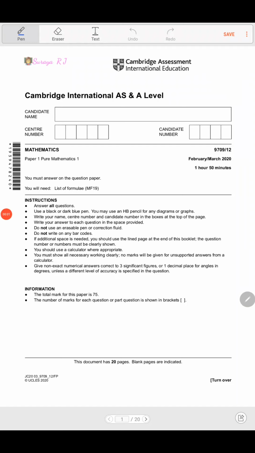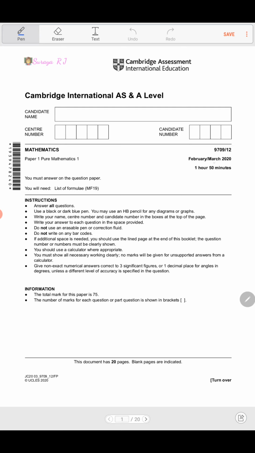I'm going to show you how to tackle an examination paper. This is paper 1 for March 2020. This paper is for both AS and A-level mathematics. This paper also is the first one to be based on the new syllabus.